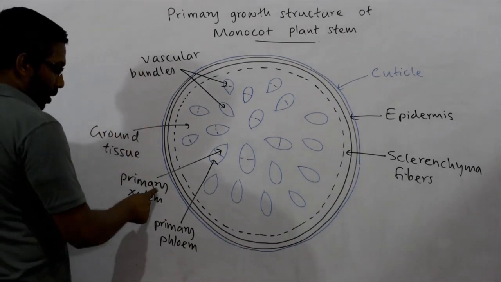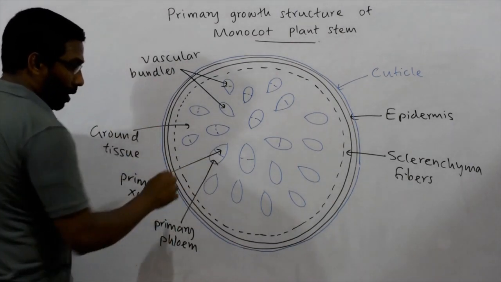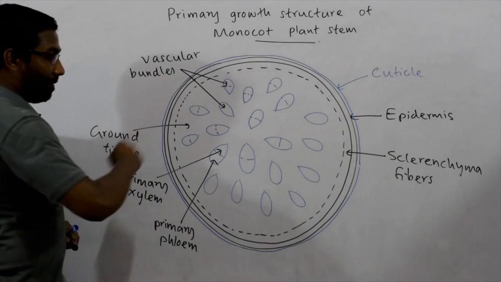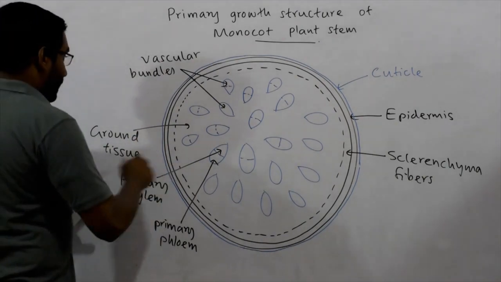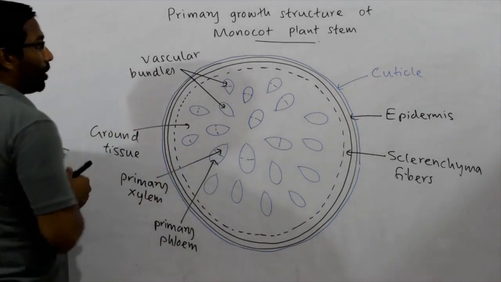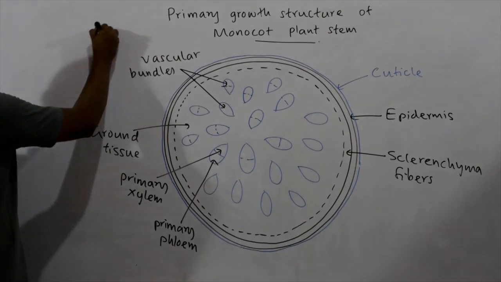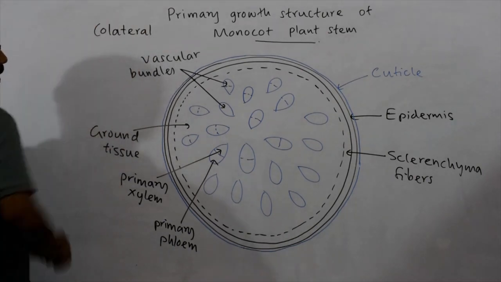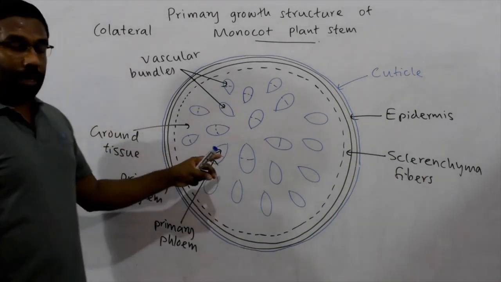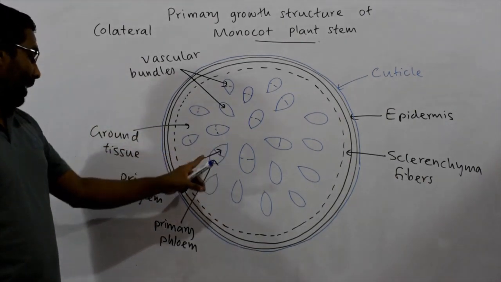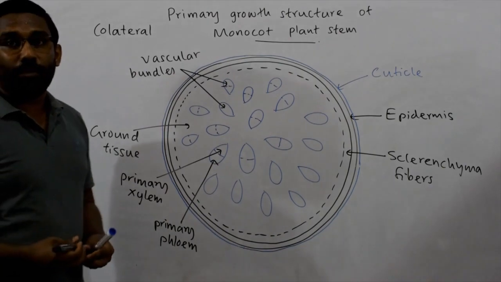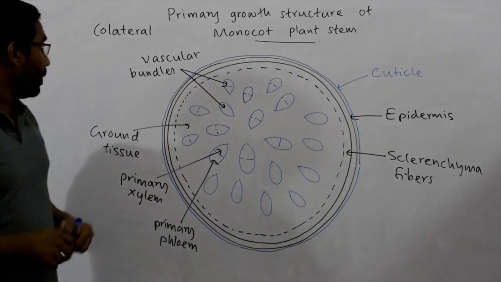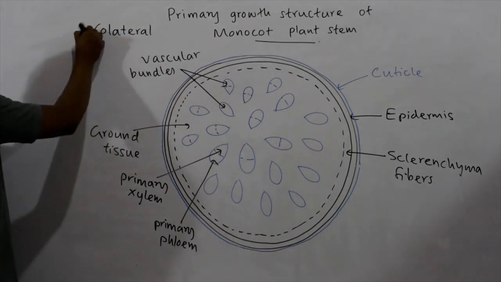As in dicot stem, both primary xylem and primary phloem are arranged parallelly within the same vascular bundle. Therefore, this type of vascular bundle in monocot stem can also be termed a collateral vascular bundle. That means in the same vascular bundle, both primary xylem and primary phloem are arranged as parallel regions. This is a collateral vascular bundle.